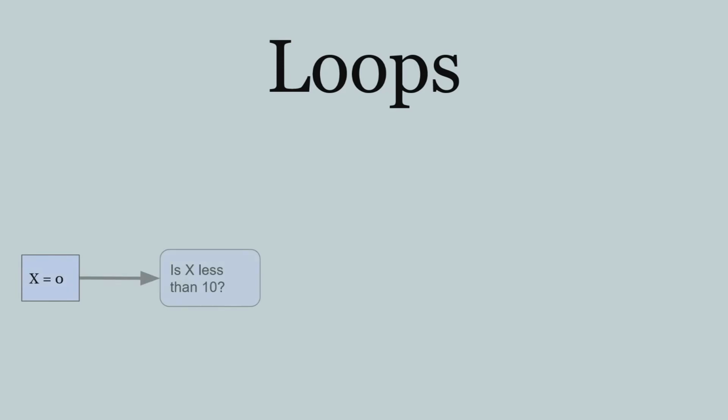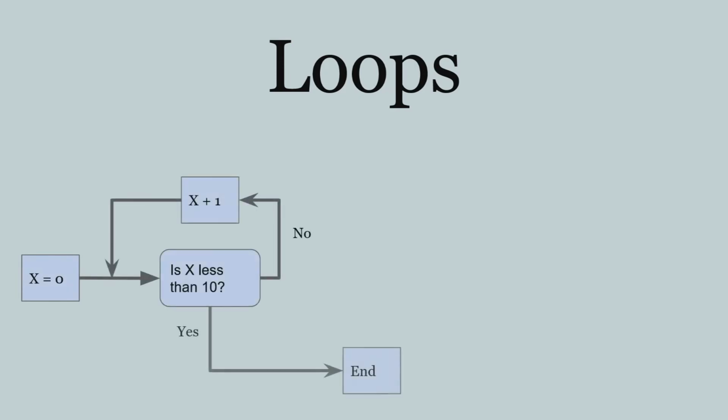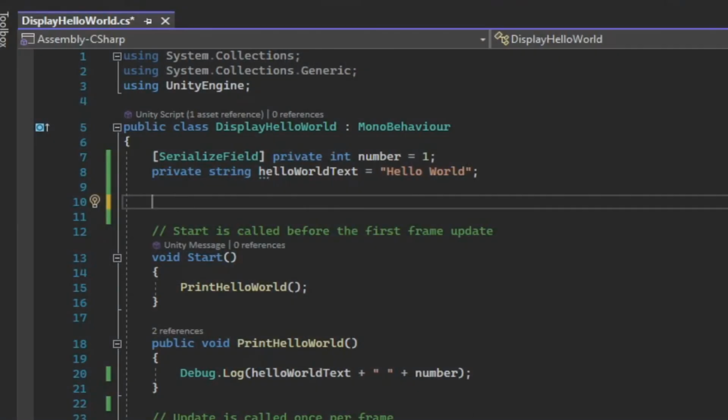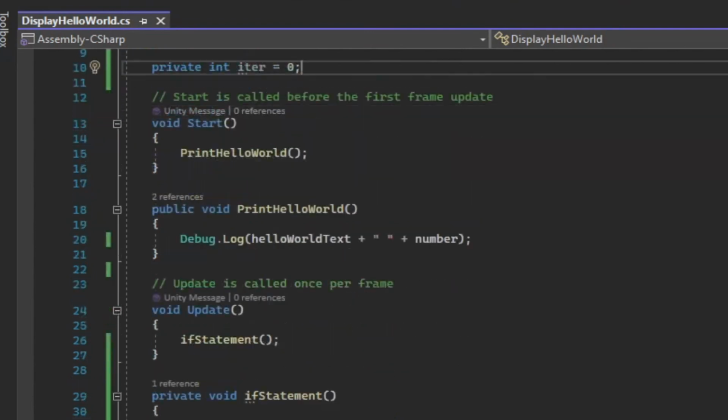Finally, we are onto loops, of which there are 3. We have the while loop, the for loop, and the do while loop. Usually with loops, you have to create a variable that controls how many times the loop runs, or its iterations. I am going to create a new variable outside of any methods, call it iter, and initialize it at 0.